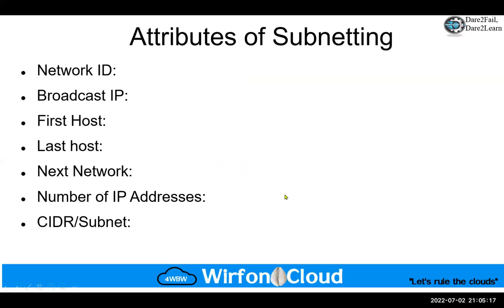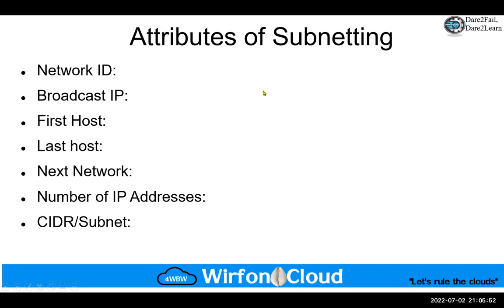So next, we'll take a look at some of the attributes of subnetting. So when you're talking of subnetting, what are the different attributes we're talking about? We talk about the network ID, the broadcast ID, the first host, the last host, the next network, the number of IP addresses, and the CIDR subnet. So we'll use this to answer a lot of the subnetting examples we have.